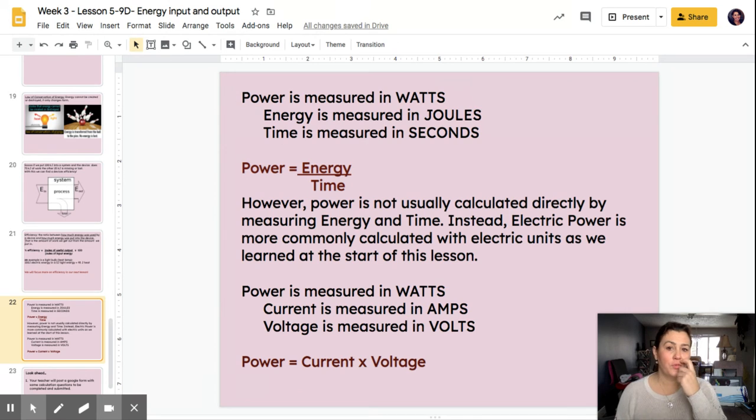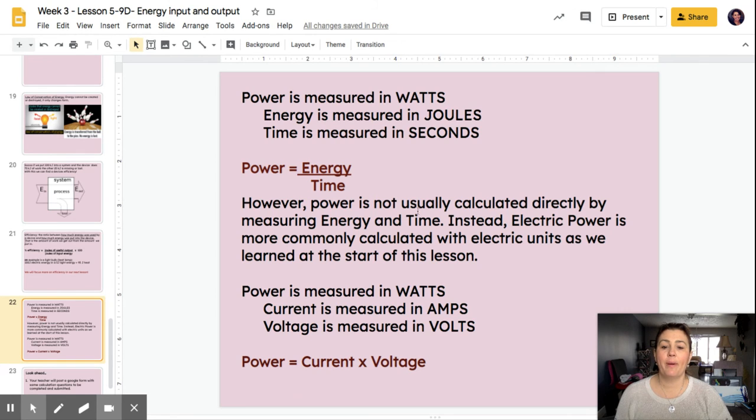What I want you to focus on today is power. Power is measured in the unit watts. Energy is measured in joules. And time is measured in seconds. Now, it's very important that you maybe copy this. You write this down. You put this into your notes. Power is the formula. Power is equal to energy divided by time.